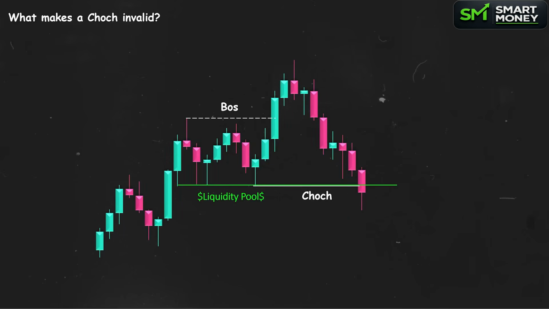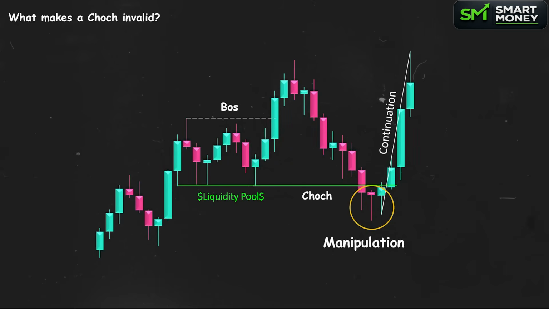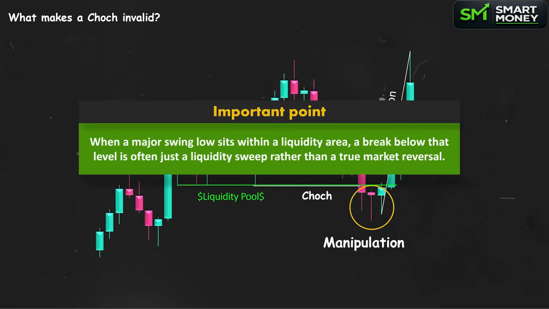This liquidity becomes an attractive target for smart money. To target these stop losses, they often push prices lower, sweeping the liquidity before driving it back up in the same bullish direction. The key takeaway is that when a major swing low sits within a liquidity area, a break below that level is often just a liquidity sweep rather than a true market reversal.